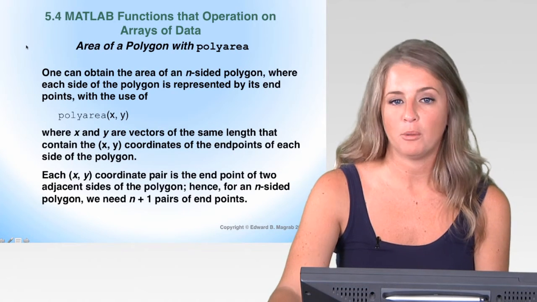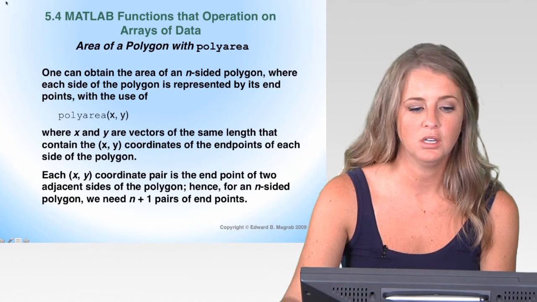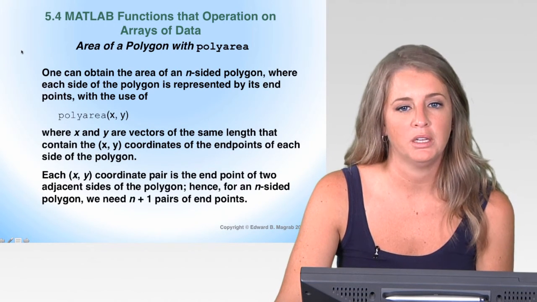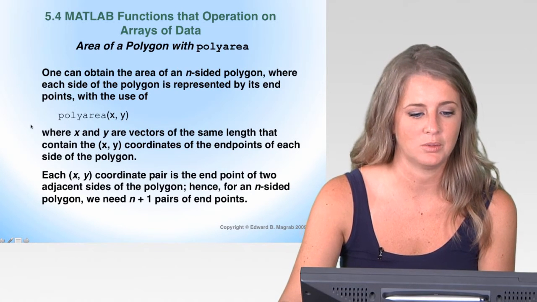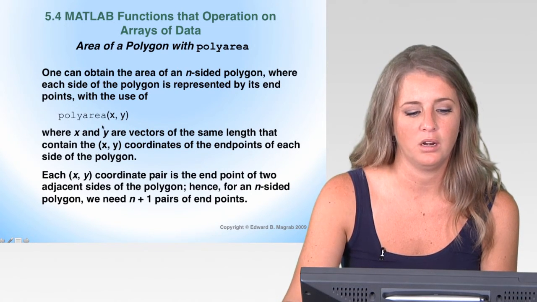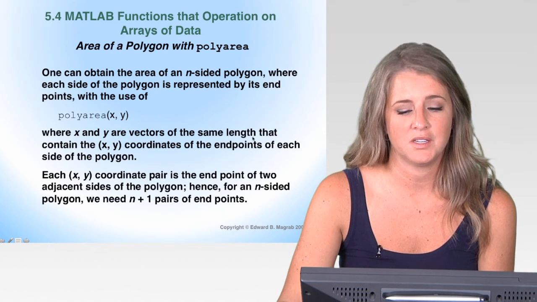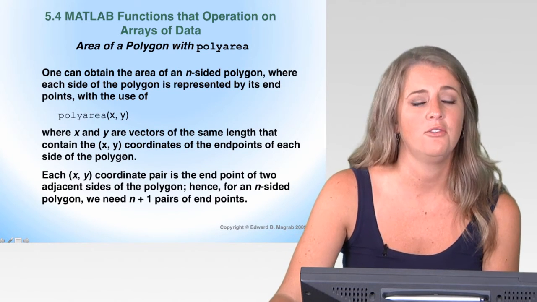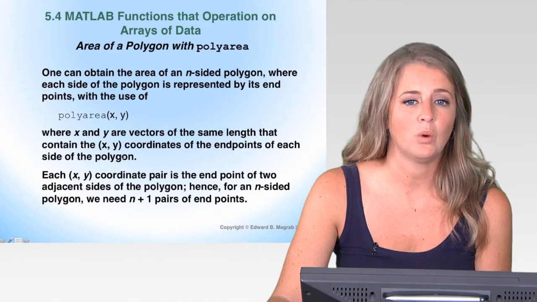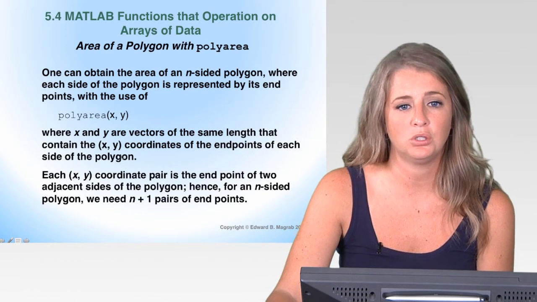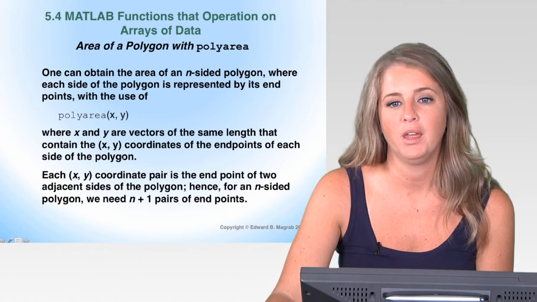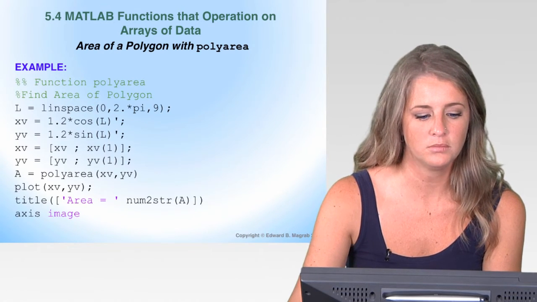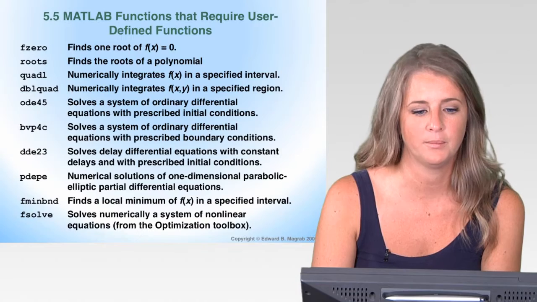We can also find the area of a polygon using the polyarea function. So one can obtain the area of n-sided polygons where each side of the polygon is represented by its endpoints. So again, here's our polyarea. x and y are our input arguments. So x and y are vectors of the same length that contain the x and y coordinates of the endpoints of each side of the polygon. Each x and y coordinate pair is the endpoint of two adjacent sides of the polygon. Hence, for an n-sided polygon, we need n+1 pairs of endpoints. So here's another example. We'll go over that shortly.